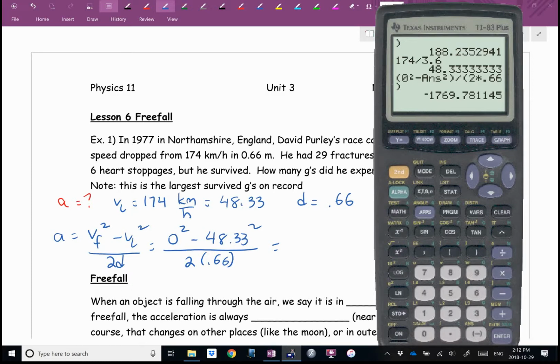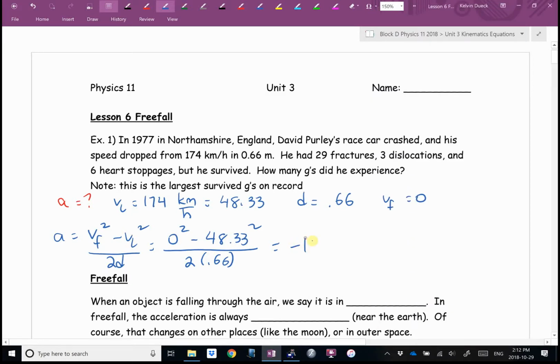You know what? He's earned it. We'll give him negative 1,770. We'll round up. That's meters per second squared. How many G's is that? What do I do with this number?